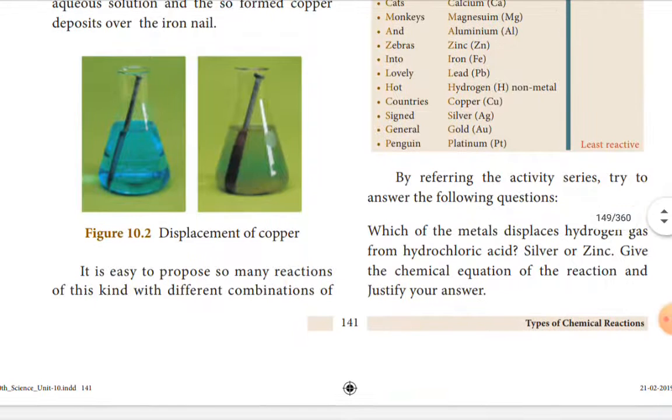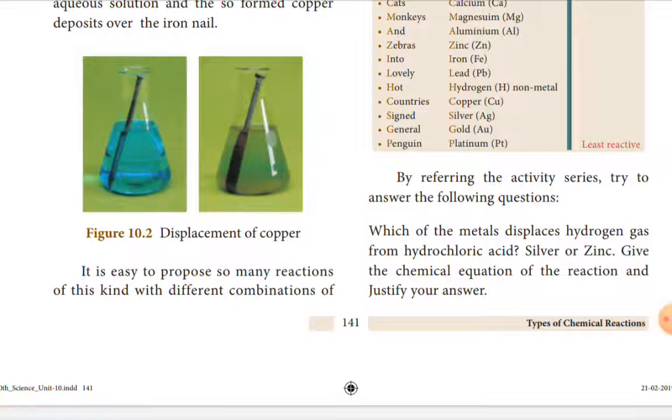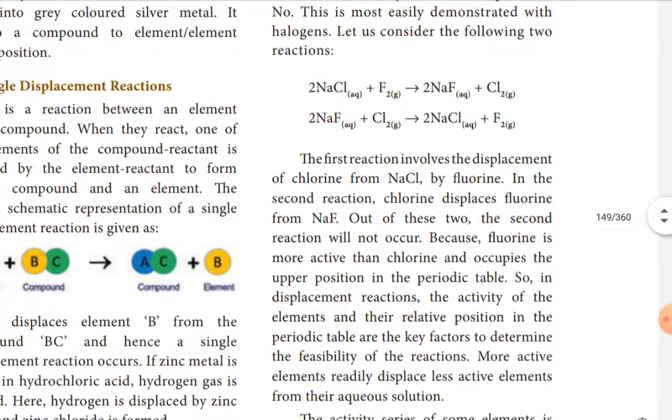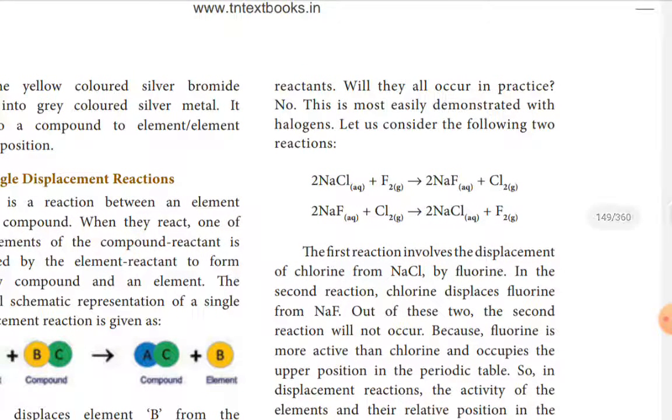Then it is easy to propose so many reactions of this kind with different combinations of reactants. Will they all occur in practice? No. This is most easily demonstrated with halogens. Let us consider the following two reactions. All the reactions do not take place, but we are simply writing them in the form of equations.